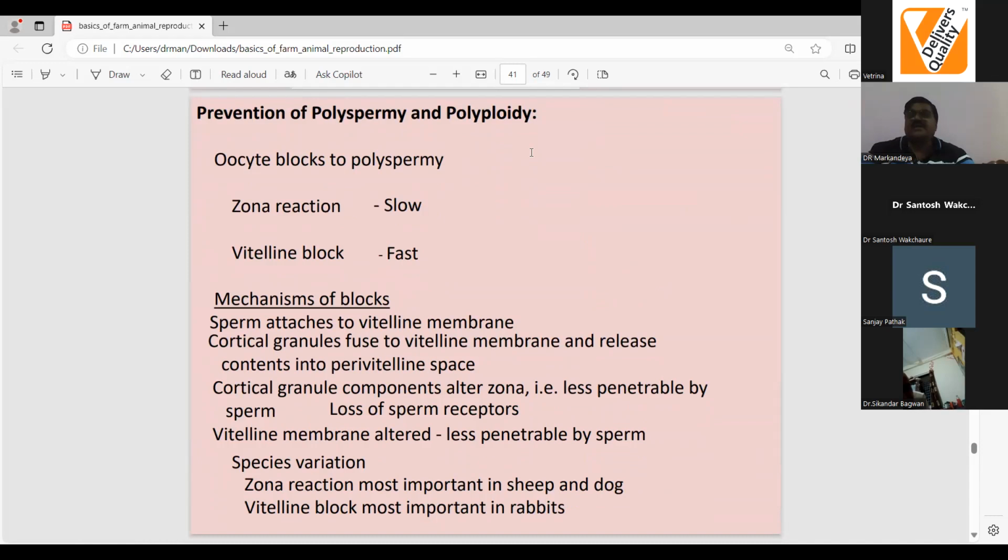Syngamy and other abnormalities of fertilization are generally stopped, and only a single sperm is allowed to fertilize the ovum. So polyspermy is not allowed in the fertilization process, and such a conceptus will die immediately. There is no growth and development of such a conceptus.